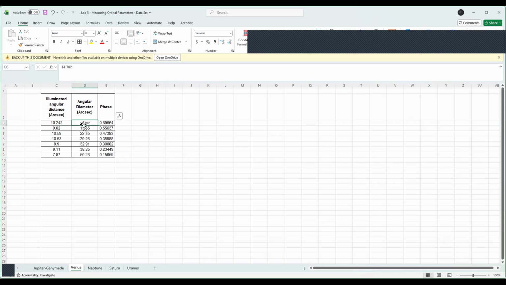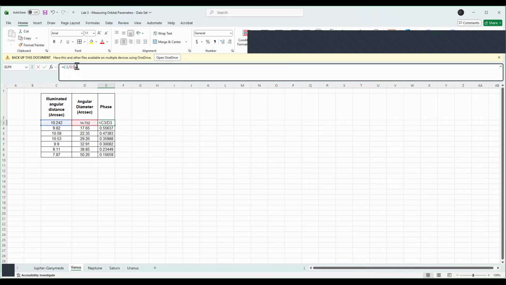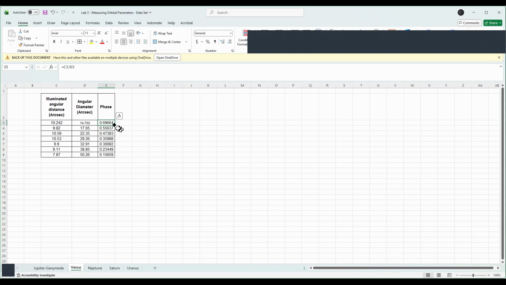And you do this for this one, and the phase is going to be the shorter value, the illuminated angular distance, divided by the angular diameter. That gives you the value of the phase. Here you see it is about 67%. I can repeat the same thing for the others. Let me do one more for one of the others.